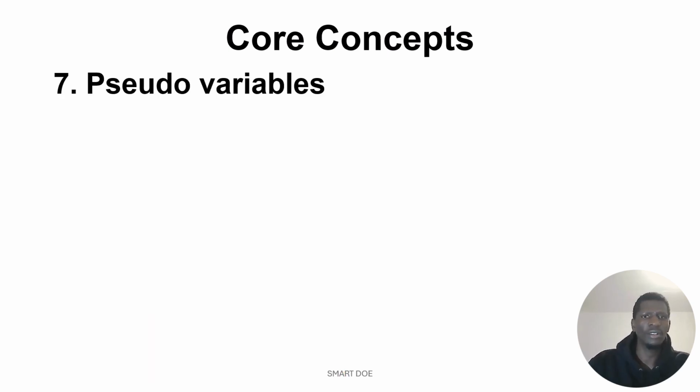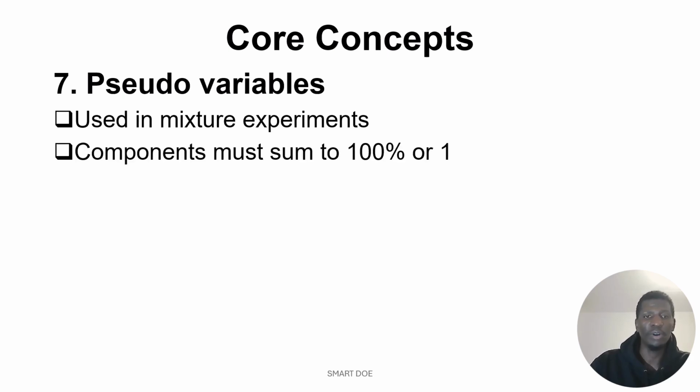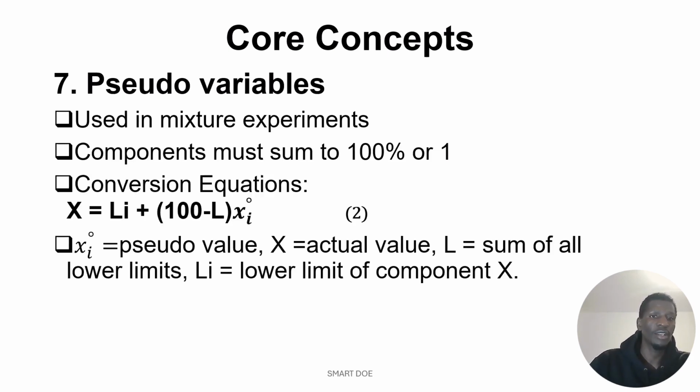Now let's look at the seventh concept of a design of experiment. And here we are looking at the pseudo variables. The pseudo variables here are synonymous to the coded values that are used in process design. But here we use them in mixture experiments where the sum of the component proportion is always equal to unity or 100%. And just like the coded values where we had an equation to convert real values to coded values, we also have a similar scenario here where x of i with a small zero on it is a pseudo value.